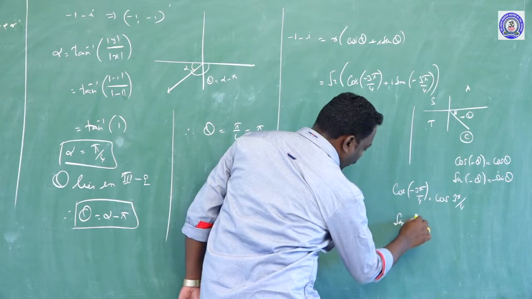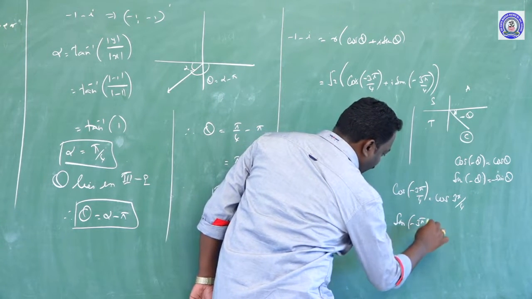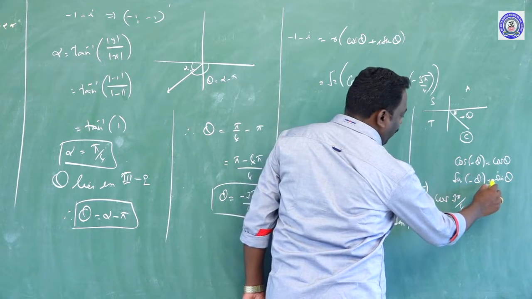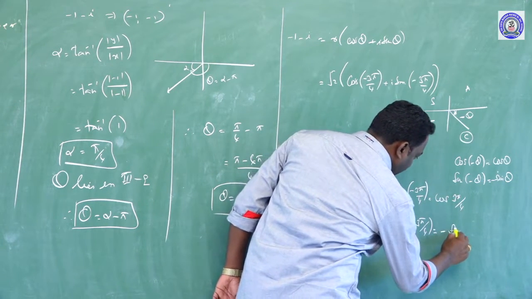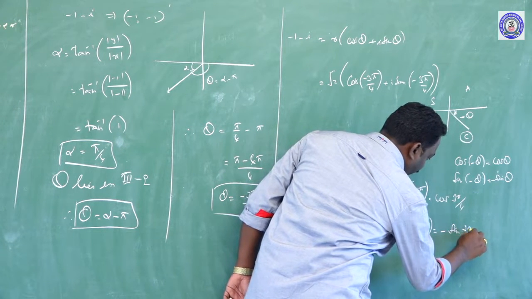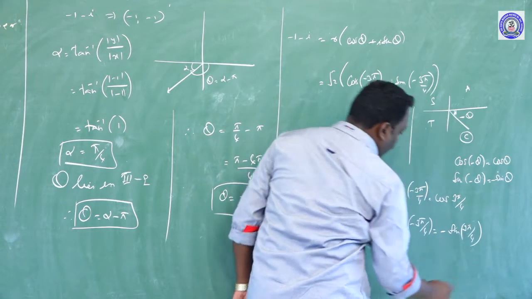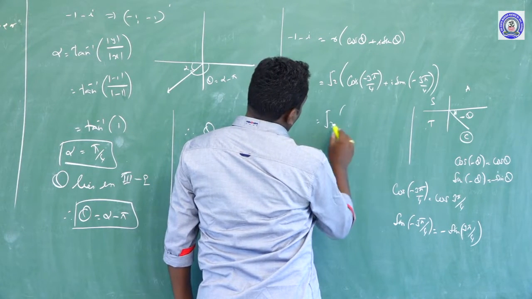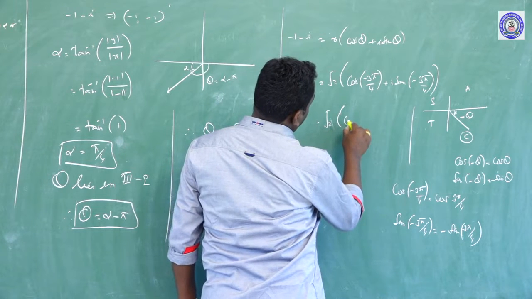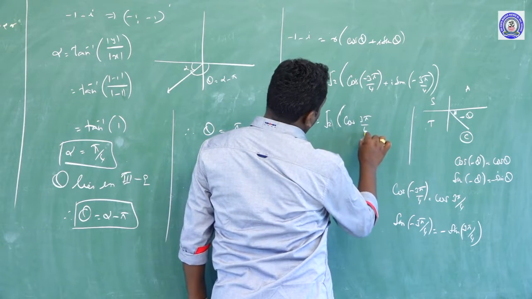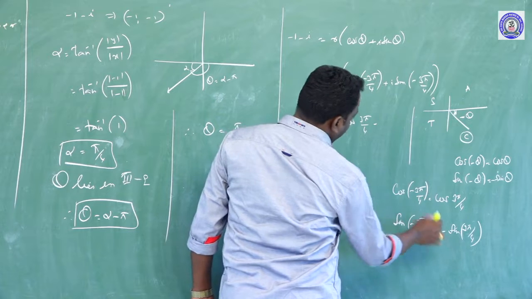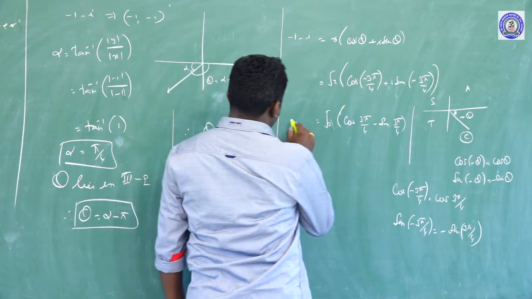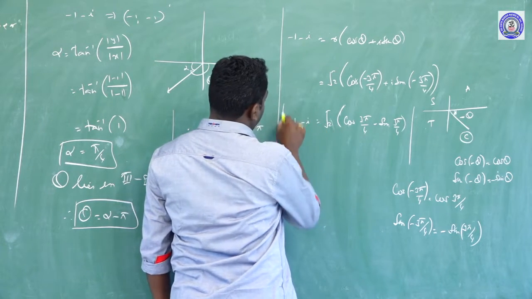Again, sin of minus 3 pi by 4 is equal to sin of minus theta, which equals minus sin theta, where theta equals 3 pi by 4. Therefore, this term becomes root 3 into root 2 into cos of 3 pi by 4 minus sin of 3 pi by 4, and this is called the polar form of minus 1 minus i.